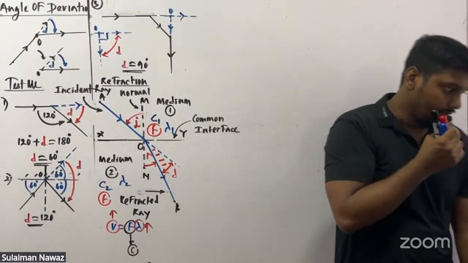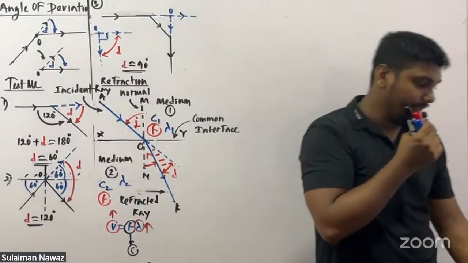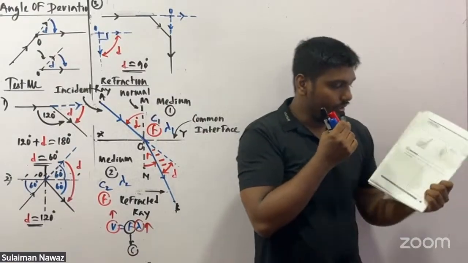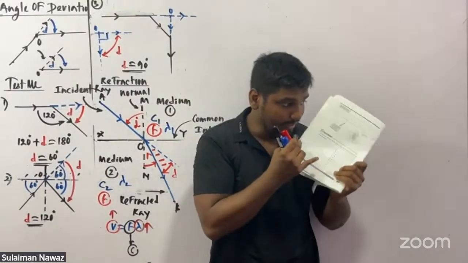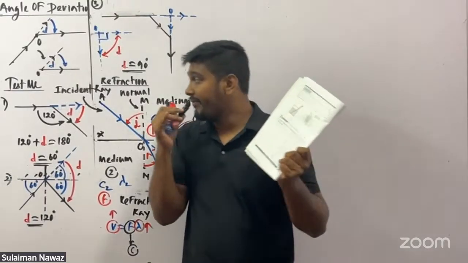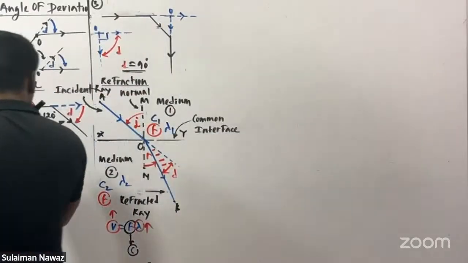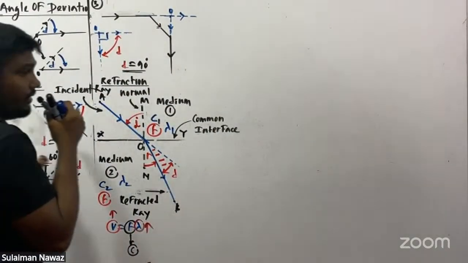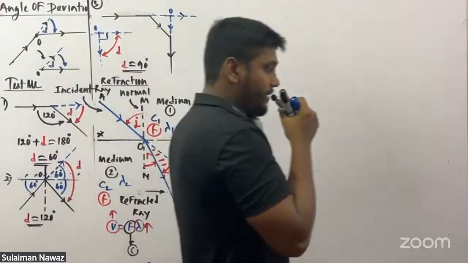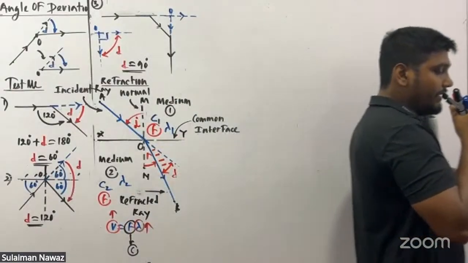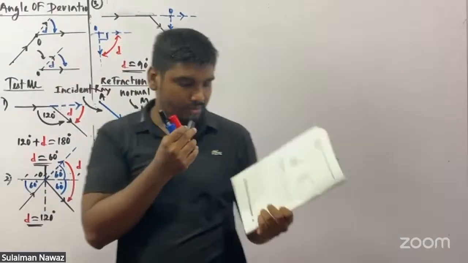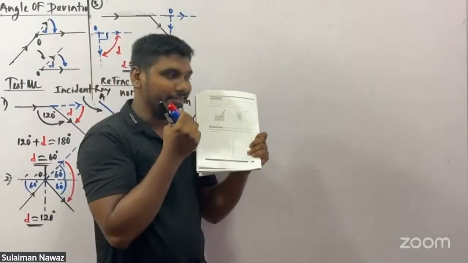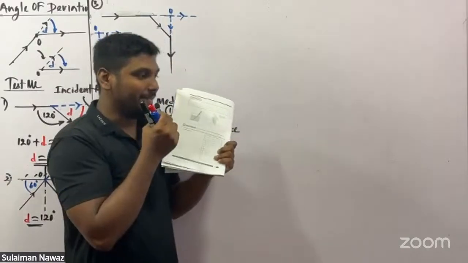So what to write in the blanks of C1, C2? C1 means speed of light in medium 1. Write that down. C2 means speed of light in medium 2. If I miss something, tell me.